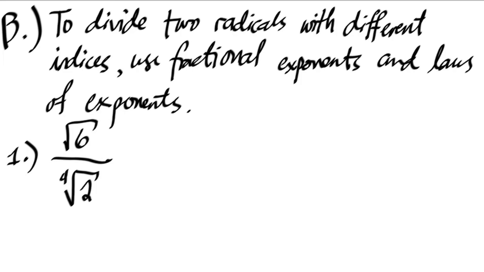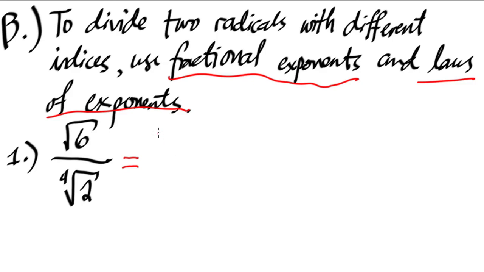To divide two radicals with different indices, we will again use the concept of fractional exponents and the laws of exponents. For number 1, what we have here is the square root of 6 divided by the fourth root of 2. So we cannot apply the rule shown in A, simply because they're not of the same index. So first we use the laws of fractional exponents in order to make them the same index.